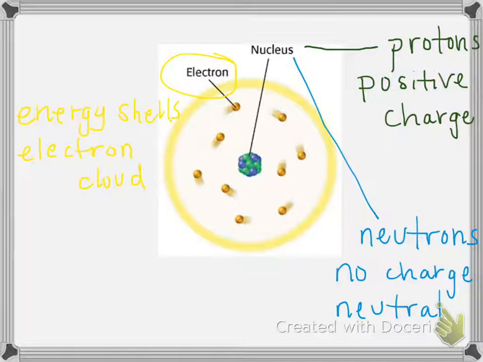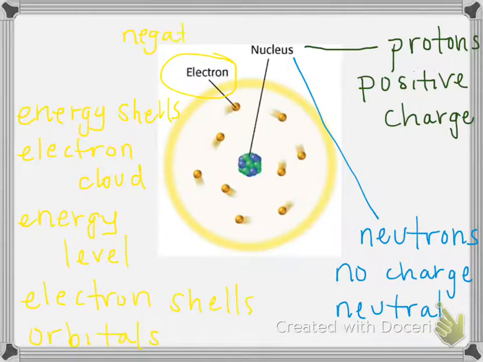Then on the outside of the nucleus, buzzing around very, very quickly, we have teeny tiny little electrons. And electrons are much, much smaller than protons or neutrons. And they exist in a place called the energy shells. Sometimes books or professors or people will talk about an electron cloud. Some other terms that signify the place where you'll find electrons: energy shells or energy levels, electron shells, or sometimes even orbitals. Now, electrons have a negative charge.